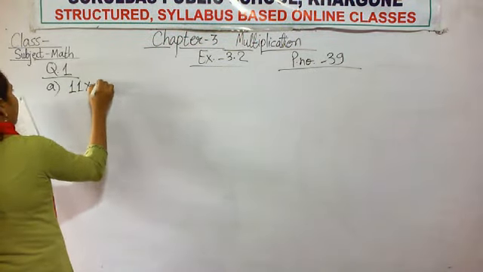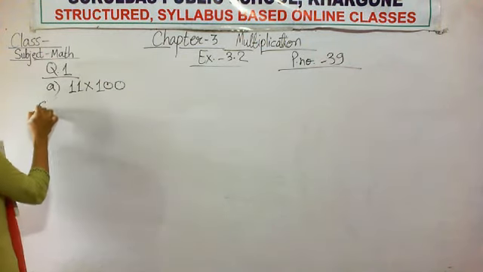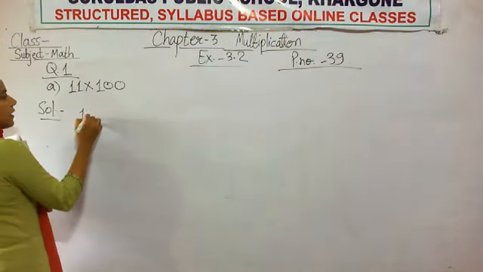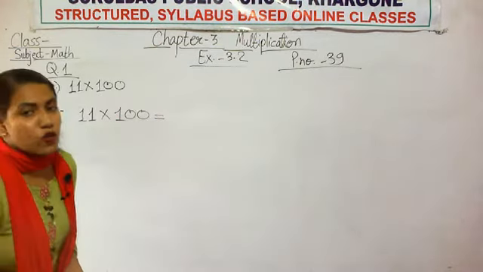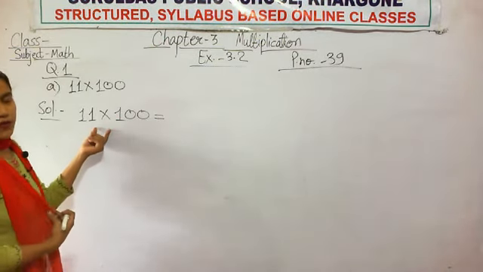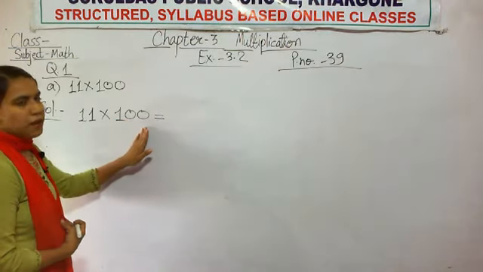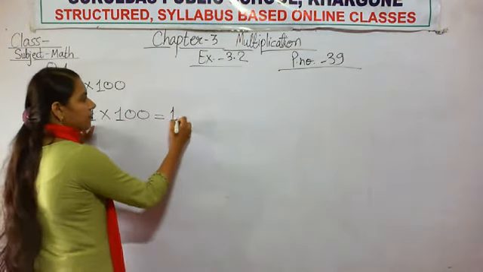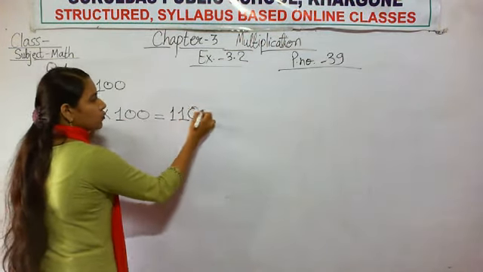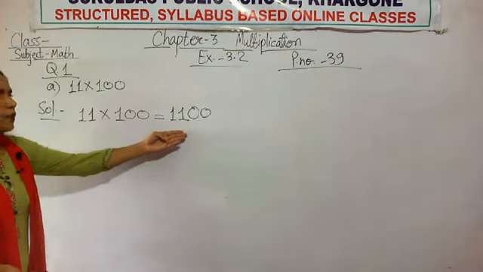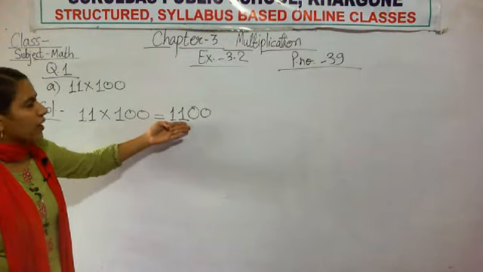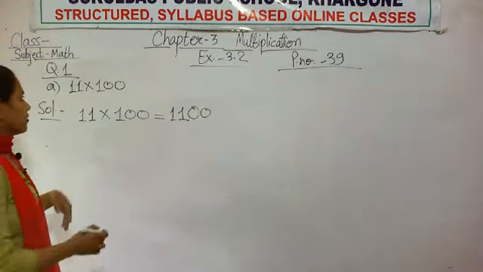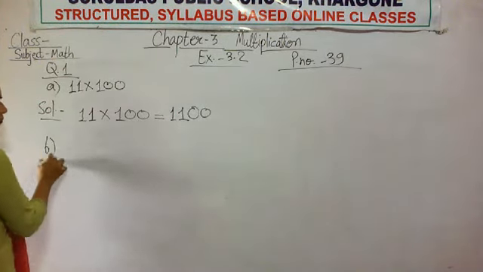11 multiplied by 100. See the solution here. 11 multiplied by 100 is, I told you the trick just a few minutes ago. You will write the 11 and insert 2 zeros. So you got the product, you got the result. The result of multiplication is called product. It is your answer, right? Let us do the part B.